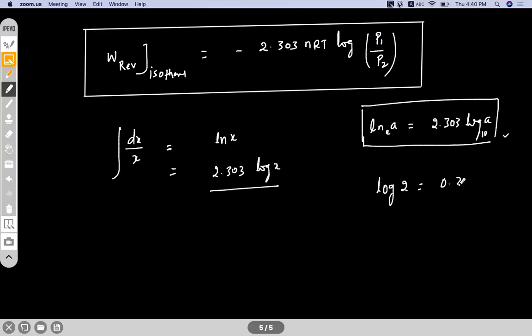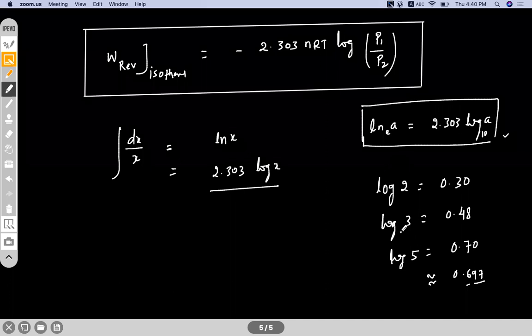If you want, you can write down the approximate values I'm giving you. Log 2 is 0.30. Log 3 is 0.48 approximately. Log 5 is 0.70, I'm giving you the approximate value. The exact value of log 5 is 0.697 or so, but roughly we use 0.70 for calculation. These three values, at least you must remember. If you know these, you can find out log 6, log 4, log 15, and many other values.